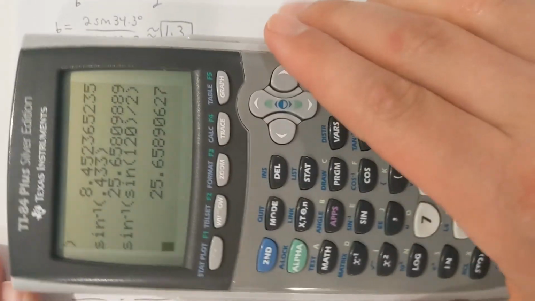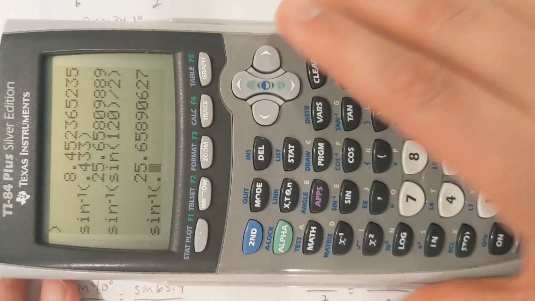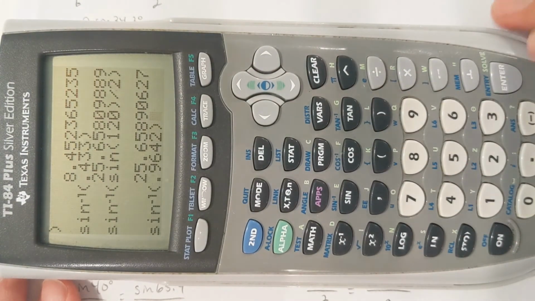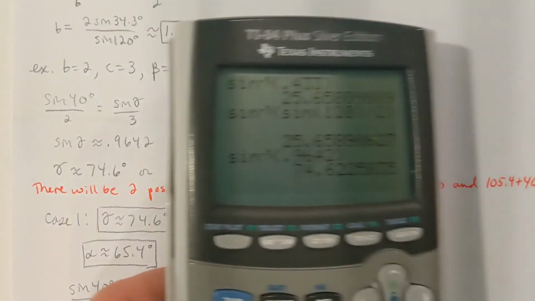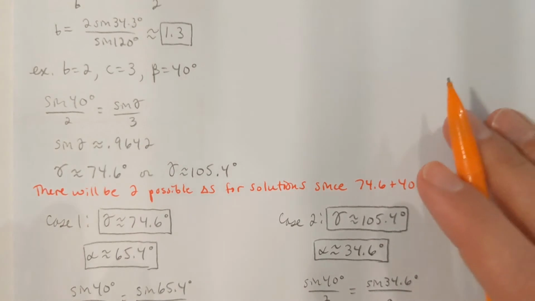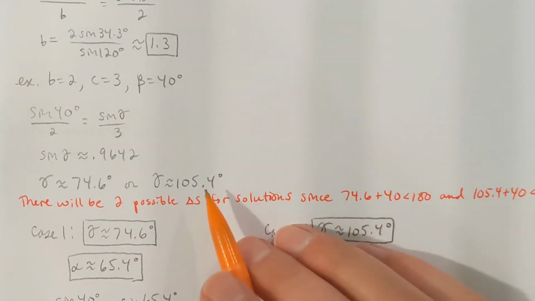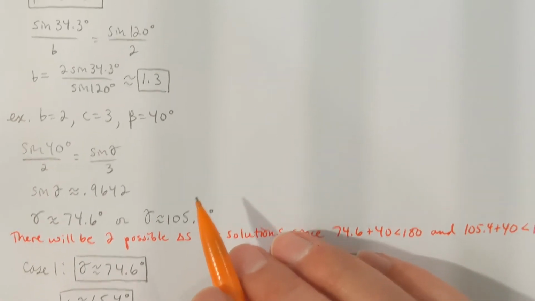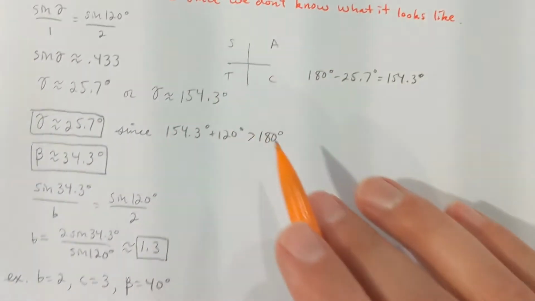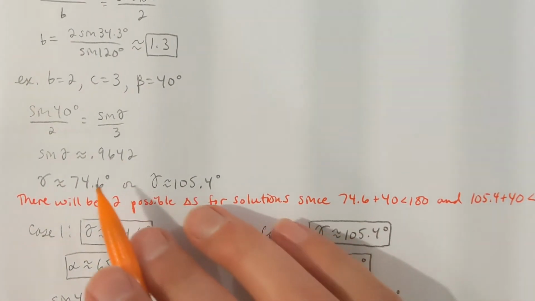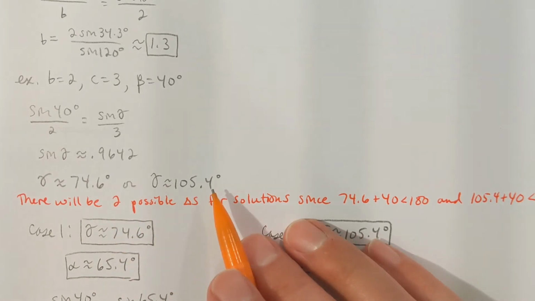sine inverse of 0.9642 is 74.6 is roughly what I was getting there. Now, again, I'd want to consider the possibility of maybe another triangle existing. So 74.6, that would be in quadrant 1. What if I were to flip that angle into quadrant 2? Well, if I take 180 minus 74.6, that would give me 105.4 degrees.